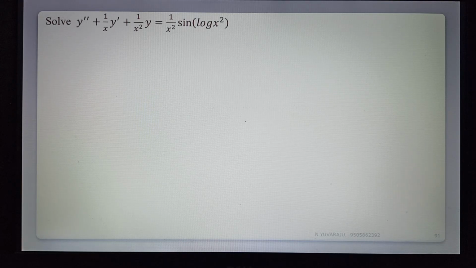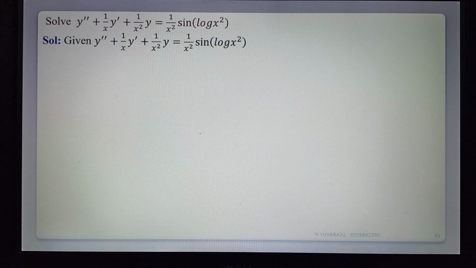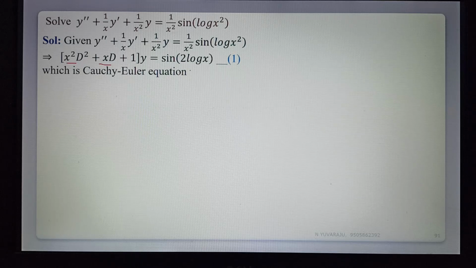y double dash plus 1 by x into y dash plus 1 by x square y is equal to 1 by x square sine of log x square. First write the operator form. Take the LCM, because there is no coefficient x square for y double dash, there is no x for y dash, but the y coefficient is 1 by x square, and the 1 by x square must be eliminated. Now take the LCM: (x square D square plus xD plus 1) y is equal to, right side, x square sine of 2 log x. So this is a Cauchy-Euler equation.